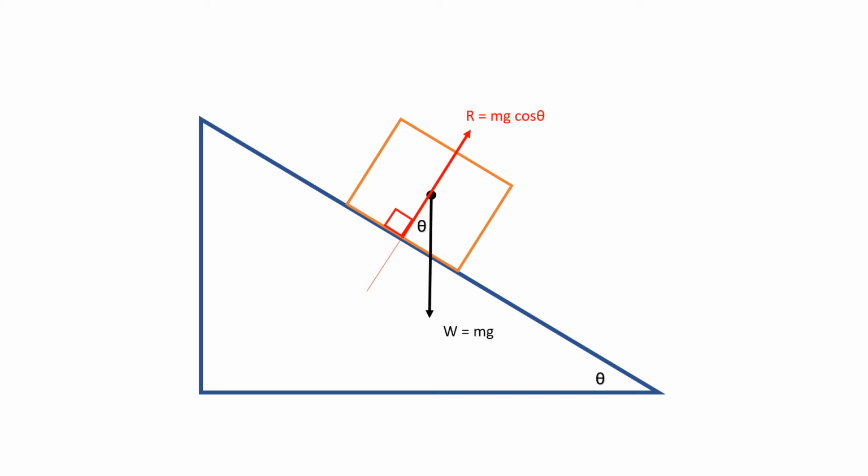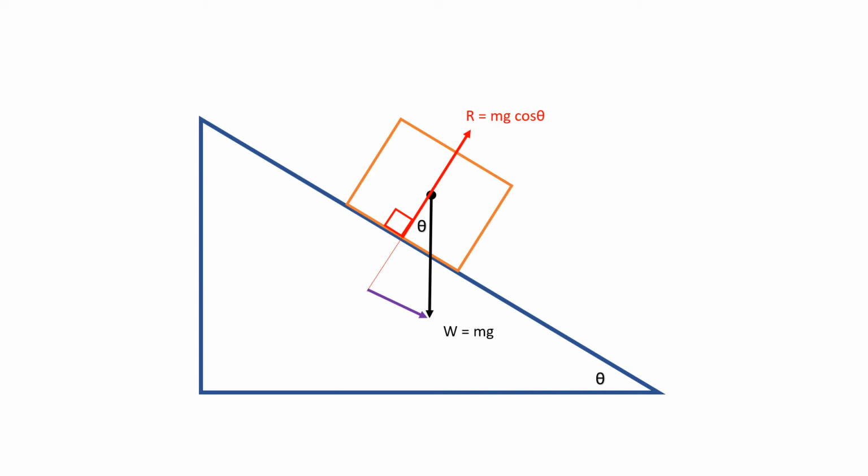All right, now this object is going to be accelerating down the ramp. Why does it accelerate down the ramp? Because a component of gravity sends it down the ramp. I'm going to label this component in purple. It is parallel to the surface of the ramp.